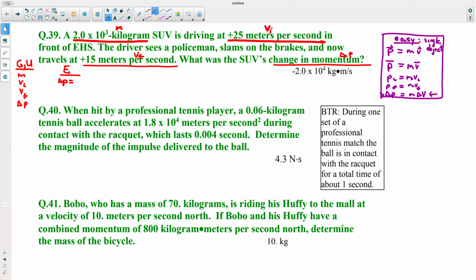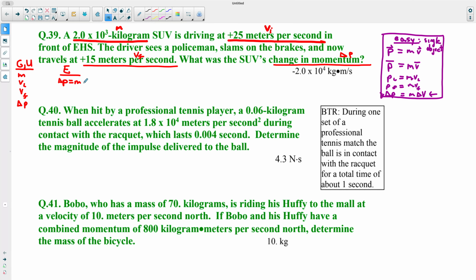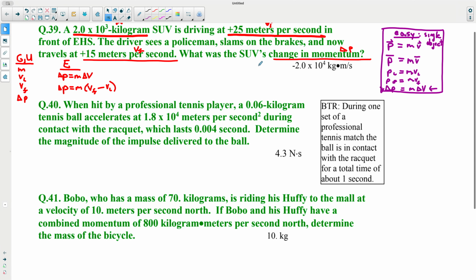Anyway, knowing this, the easiest way to deal with this problem is, of course, m delta v. And though you don't have delta v written over here, you should remember your deltas. Delta is always final minus initial. So m times v final minus v initial. And that is the easiest, most direct way to solve this problem. It's important to recognize the sign on this.